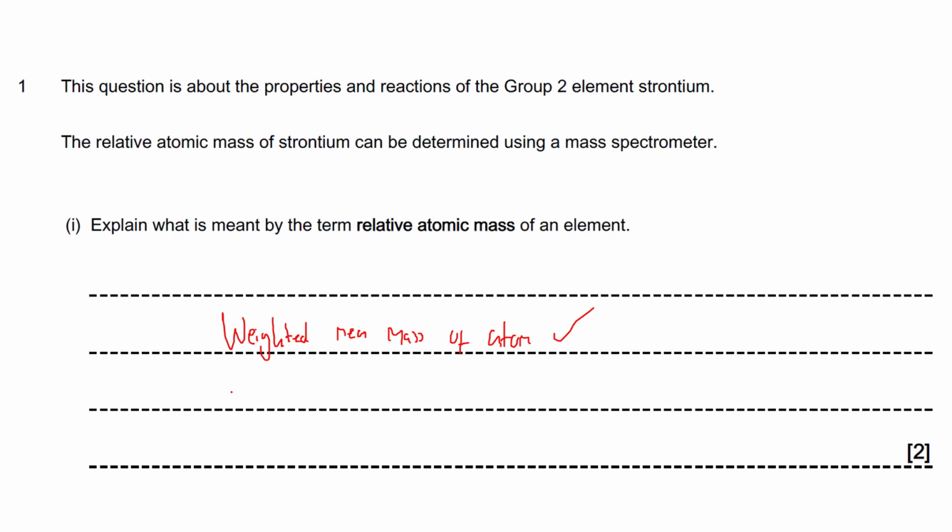And the second marking point will be when compared to a 12th the mass, forgive my handwriting, of carbon 12. That says carbon 12. Okay, and that's your second point. So weighted mean mass of an atom compared with the 12th the mass of carbon 12. Nice and straightforward. I'm not going to dwell too much on that.